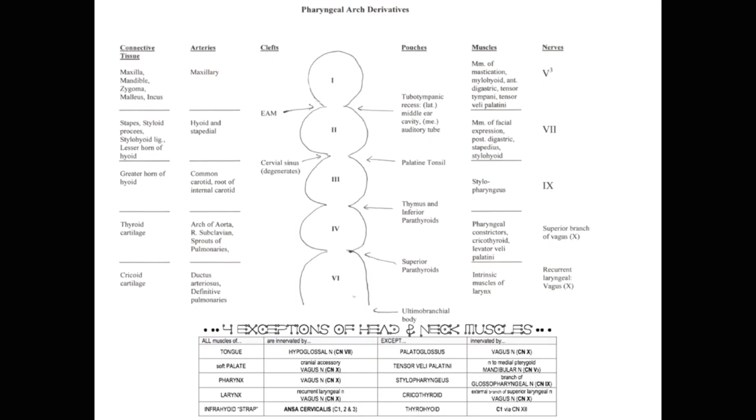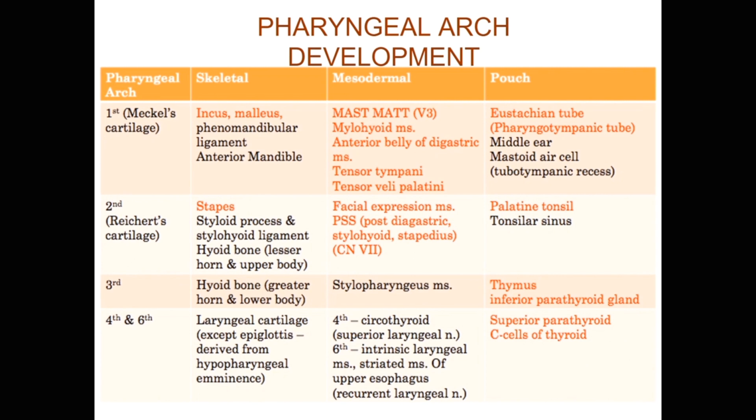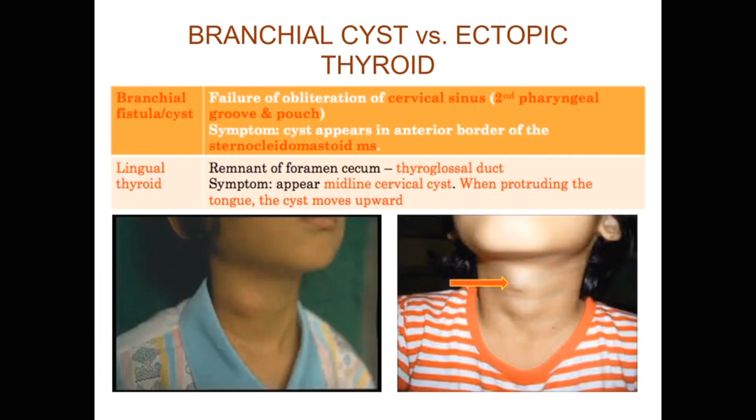Here's all the derivatives. I'm not going to go into that. You can definitely check out our file for that information. So here we have our lingual thyroid or thyroglossal duct cyst. Midline cervical cyst is also another name for this. So this midline right here, when the patient swallows it moves up and down, and this is just the foramen cecum, or remnant of that.